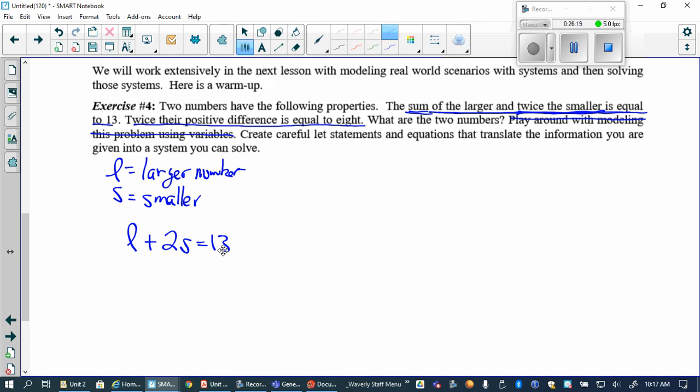Okay. So, Amy, how do we write twice their positive difference? Difference means what? So let's start with that. The difference between the larger and smaller. Tell me what to write there. You just told me subtract. So that's one of the numbers, that's the other one. What do I write?